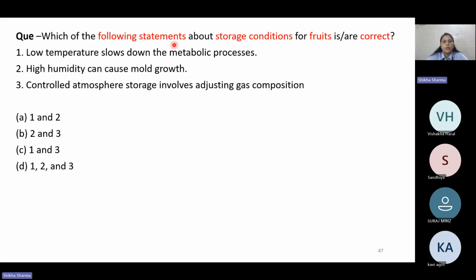Which of the following statements about storage conditions for fruits are correct? Low temperature slows down the metabolic process. High humidity can cause mold growth. And third, controlled atmospheric storage involves adjusting gas composition. So this is about storage conditions, how our storage conditions should be.